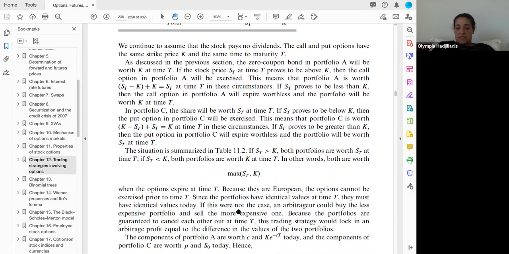If this were not the case, an arbitrager could buy the less expensive portfolio and sell the more expensive one. Because the portfolios are guaranteed to cancel each other out at time T, this trading strategy would lock in an arbitrage profit equal to the difference in the values of the two portfolios.